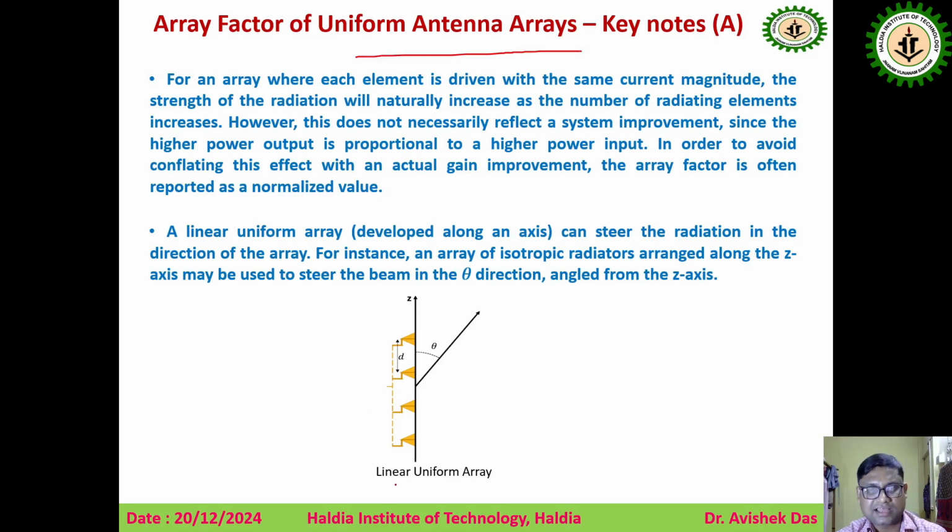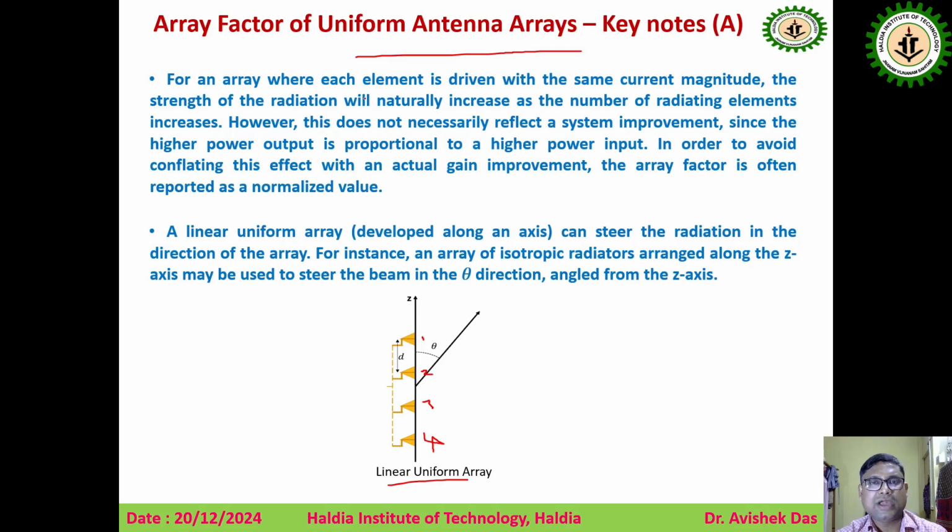So this one is the linear uniform array, where this one is antenna 1, this one is 2, this one is 3, and this one is 4. So 4 antennas are placed linearly. It is one example of the linear array. So, the array factor of a uniform array.